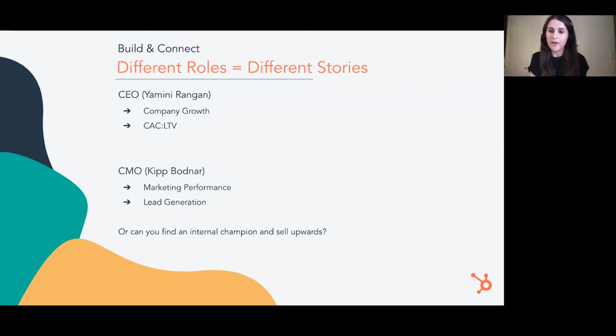They might not have huge decision-making power, but they might get really excited about this and then bring it to their manager, who brings it to the manager's manager. And then you can sell upwards in that way. But no matter who you're selling to, if you are reaching out to, say, an internal champion instead, doing your research on that person, on that company, and understanding how their goals are different is really important.